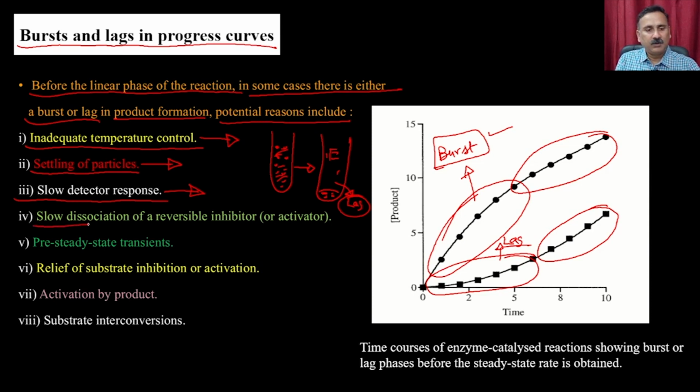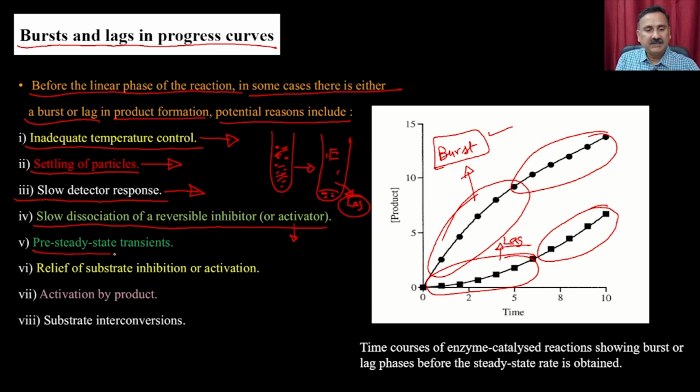Sometimes you have the slow dissociation of a reversible inhibitor or the activator. In that case, if you have slow inhibition, you may have a longer lag phase, or if you have slow dissociation of an activator, you may have the burst. These are the two phenomena which make the initial measurements wrong.